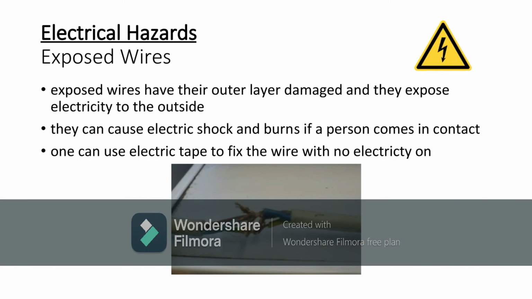The fourth type of electrical hazard is exposed wires. Exposed wires have their outer layer damaged and they expose electricity to the outside. They can cause electrical shocks and burns if a person comes in contact.